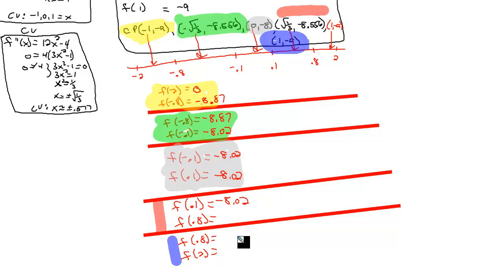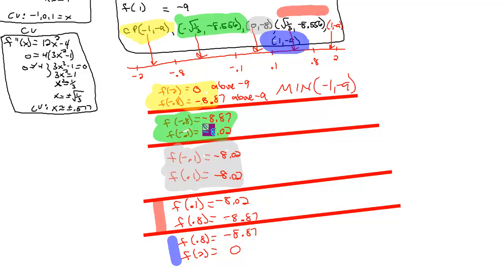And then 0.8 gives -8.87, and 2 is 0. So I'm comparing these to negative 9. This is above. This is above. If they're above, that makes this a minimum.